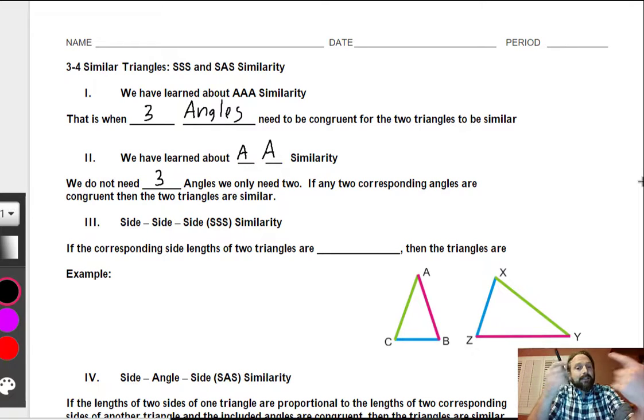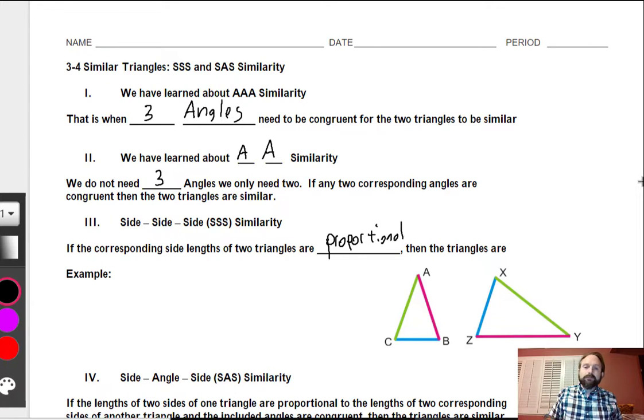We have side-side-side similarity, or SSS similarity. So if the corresponding side lengths of two triangles are proportional, then the two triangles are similar. Let's write that in. All right, well, the example of this.